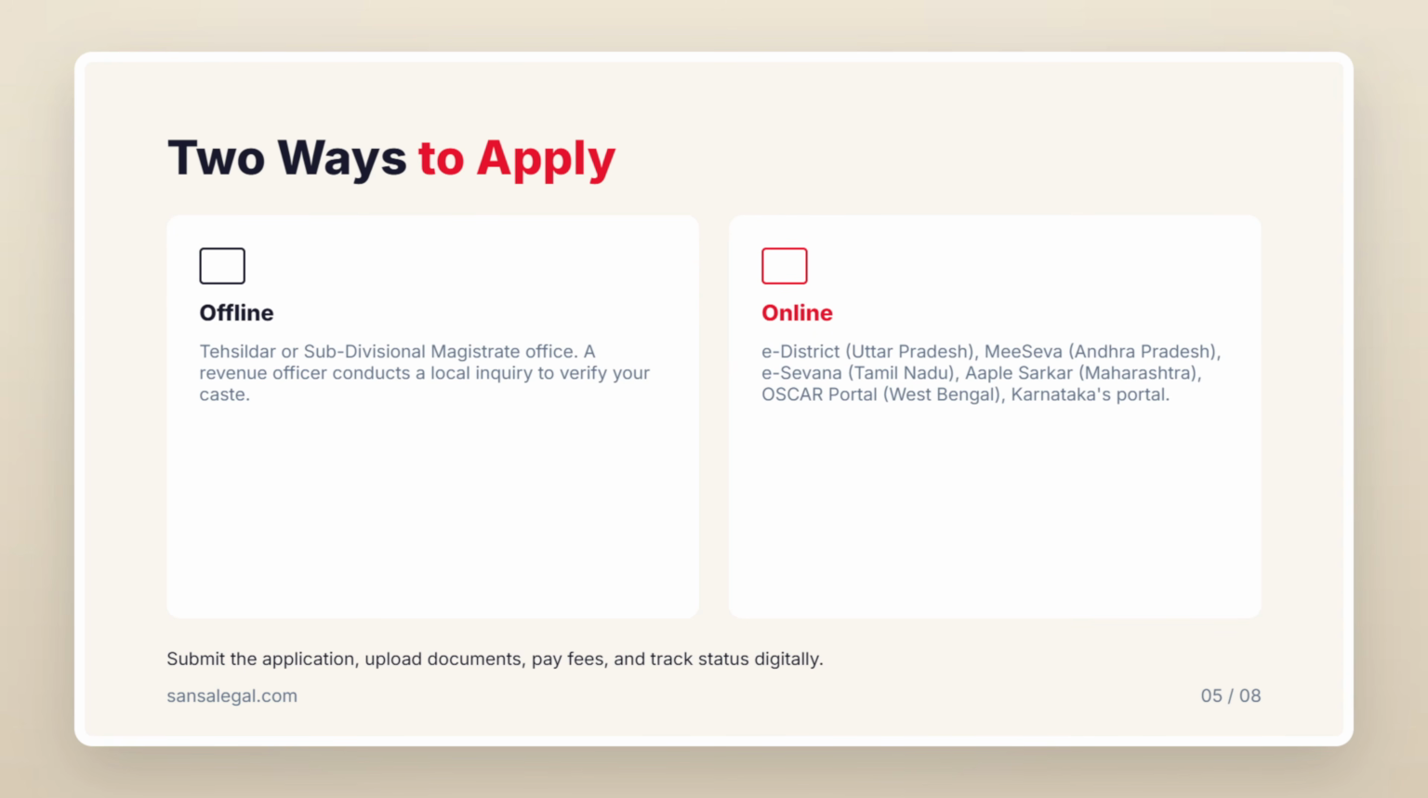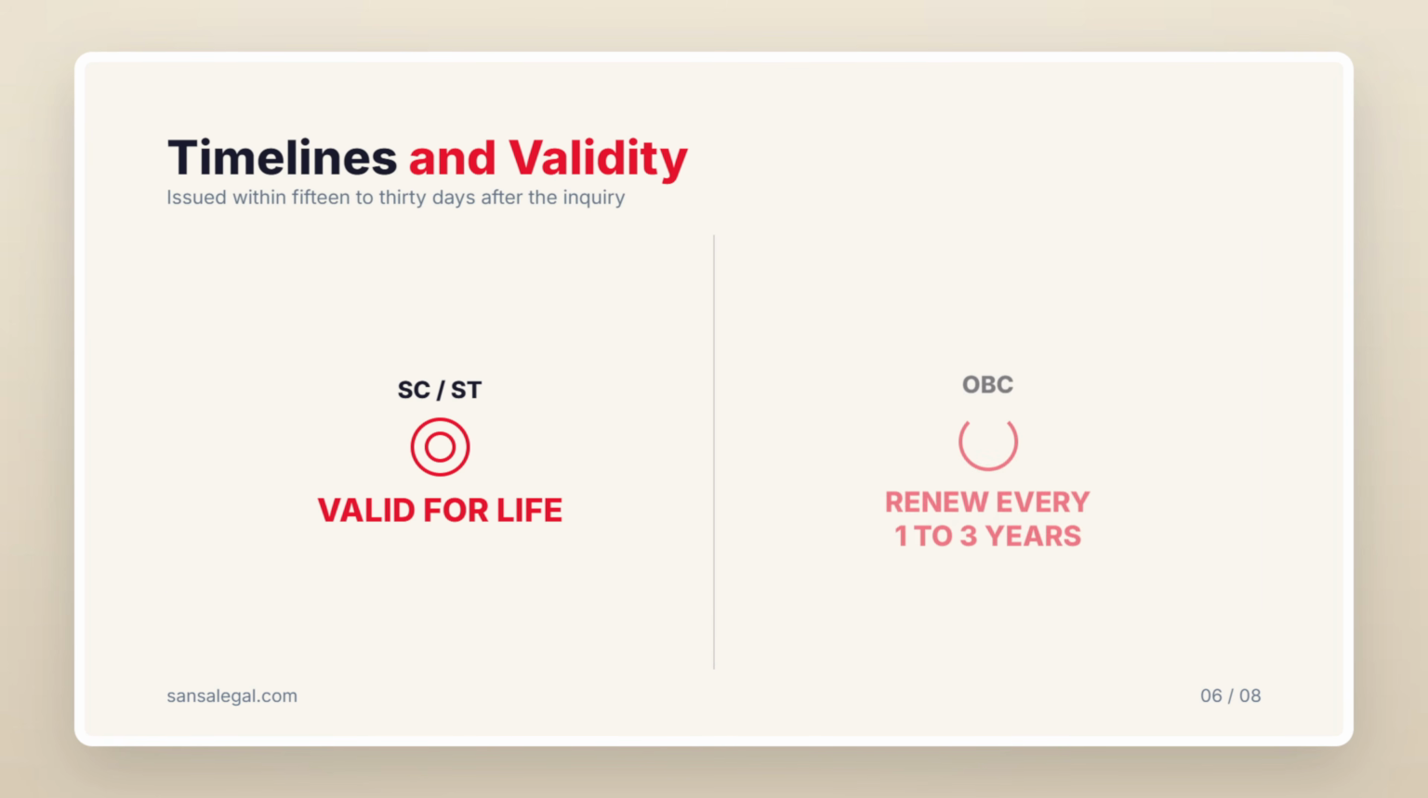A revenue officer typically conducts a local inquiry to verify your caste. Online, use your state's portal, e-District in Uttar Pradesh, Mee Seva in Andhra Pradesh, e-Sevai in Tamil Nadu, Aaple Sarkar in Maharashtra, the OSCAR portal in West Bengal, and Karnataka's portal to submit the application, upload documents, pay fees, and track your status digitally. The certificate is typically issued within 15 to 30 days after the inquiry is completed.